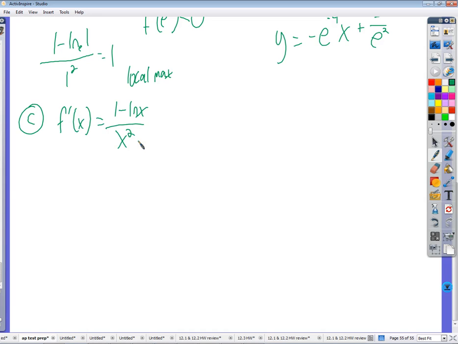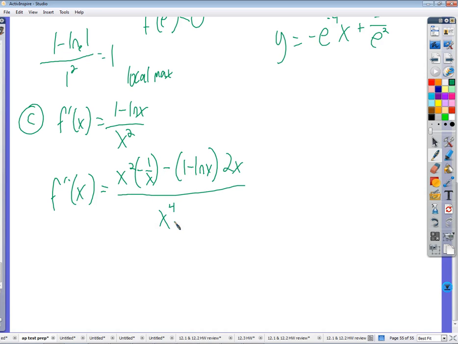We're going to take the derivative of this. We need what? Use the quotient rule. Okay, well, we have minus i equal to the square root below. Below, what's the derivative of this? Derivative of 1 is 0. Minus the derivative of the natural log of x, negative 1 over x. So low D high minus high D low, times 2x over x to the fourth.